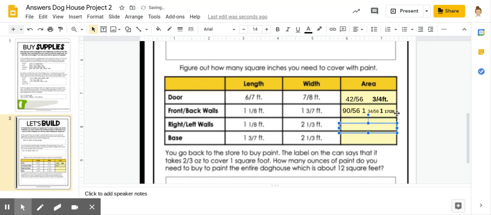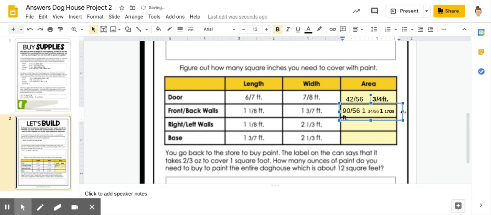Oh, and then we label it with feet, but I think I ran out of room. I don't think I have any room to put feet. I can try. Hold on. Feet. This is very wonky. Feet.